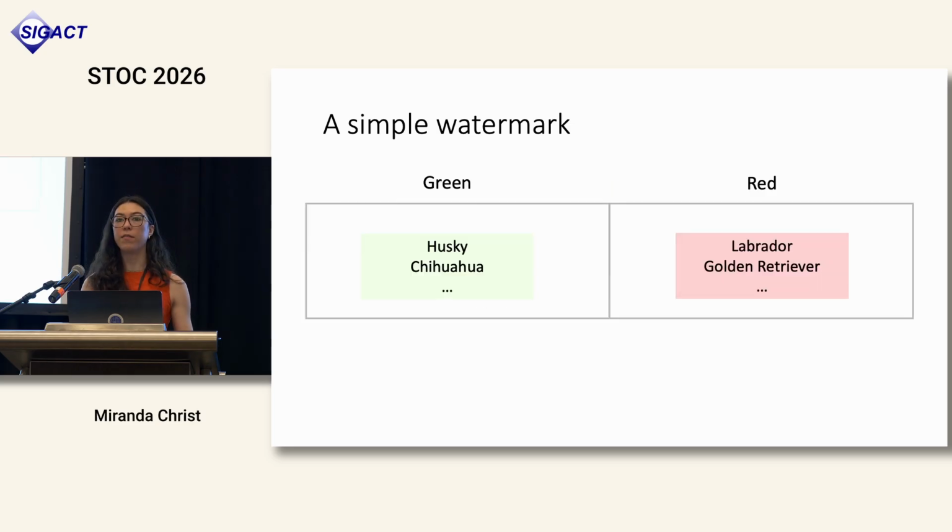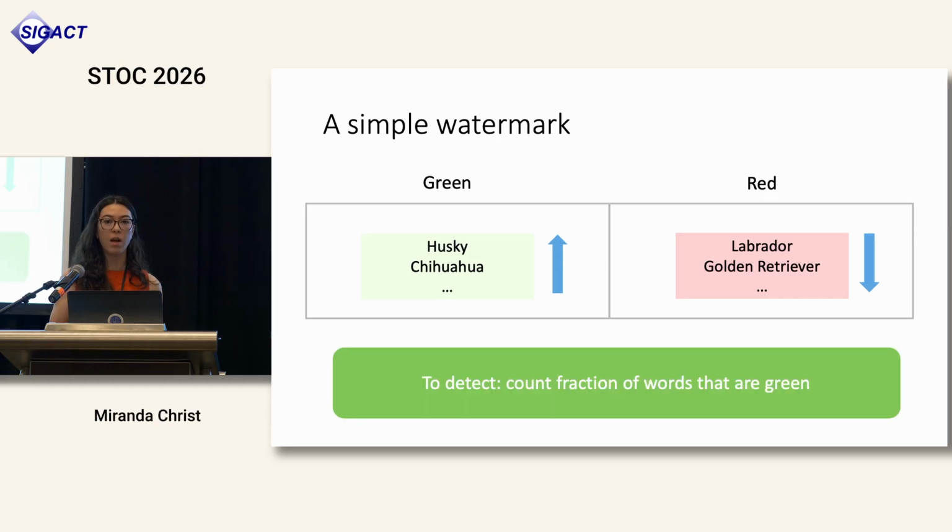Okay, and so a very simple way that you can change this distribution is to partition all words into a green list and a red list. And now simply increase the probabilities of the words on the green list and decrease the probabilities of the words on the red list.